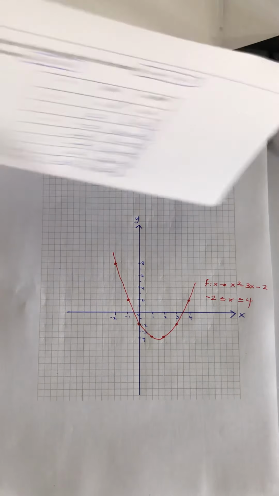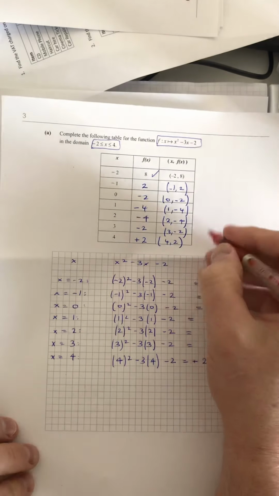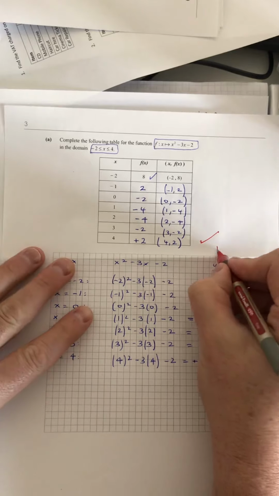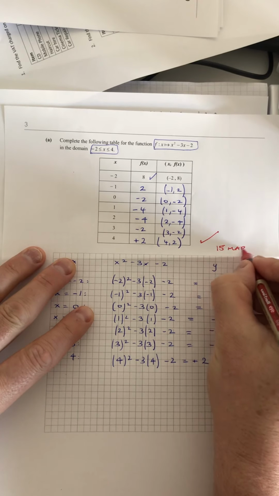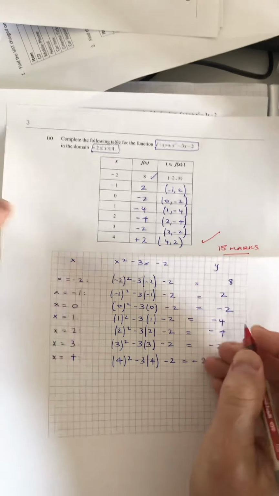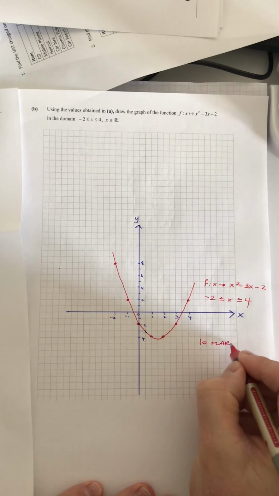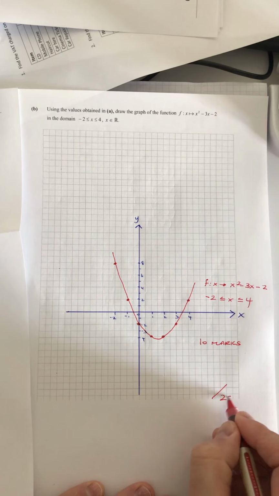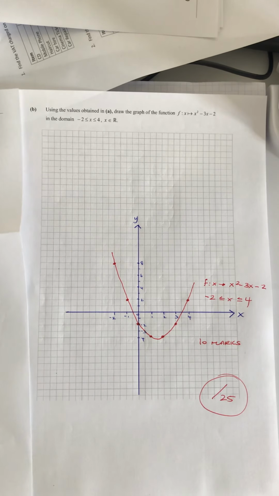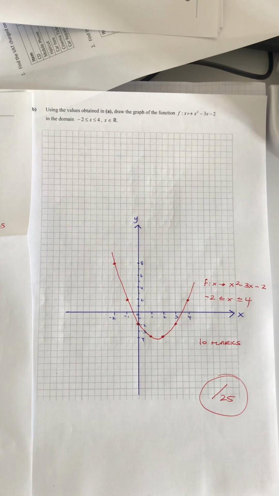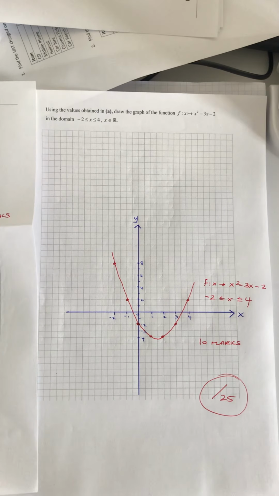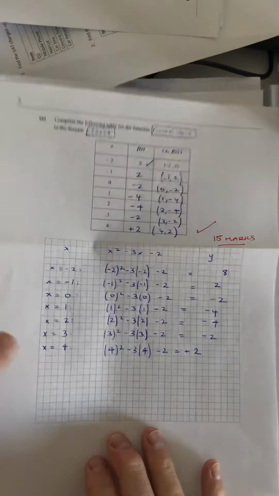Okay, and this question here, this question will get you 15 marks here and 10 marks here, giving you a total out of 25 on that question. Okay, well, that gives you a kind of an idea of how you get your marks in an exam.